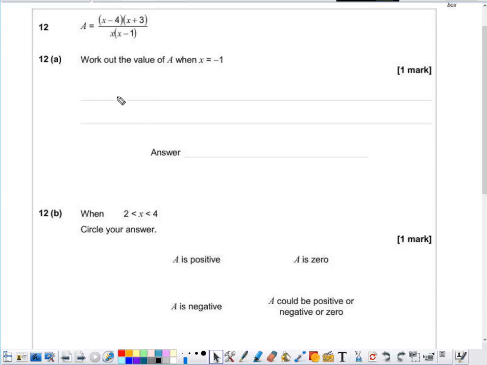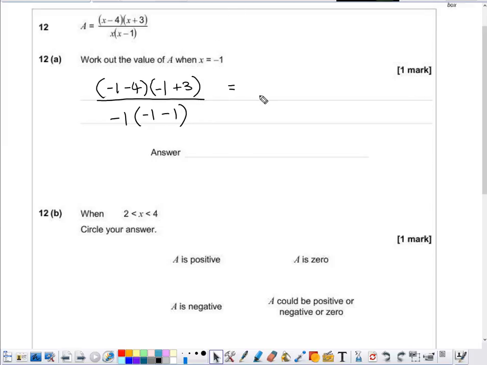x subtract 4 would be negative 1 subtract 4. And it can really help if we actually write down the full question before trying to solve and simplify. In the next bracket, x, which is negative 1, has a 3 added to it. And all of that would be divided by negative 1 multiplied by negative 1 subtract 1. Now we've got the numbers in, we can just solve each bracket and then come up with our final answer.